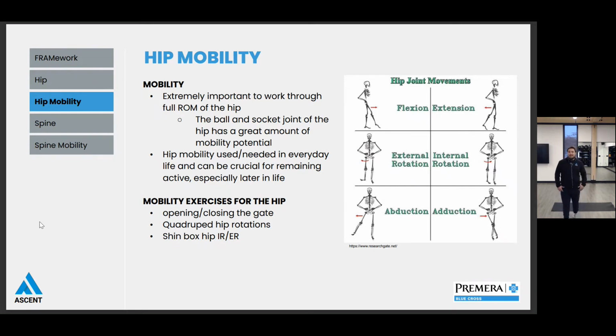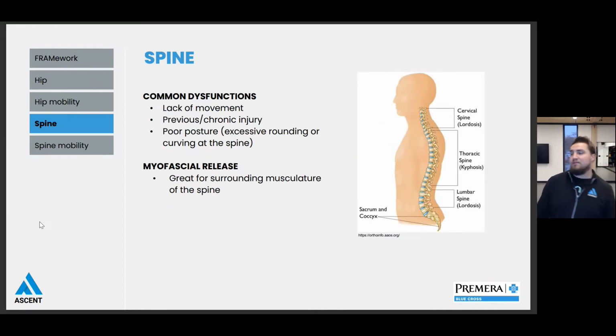We're using our hips a lot in everyday life, so we want to make sure that they can move properly. Having that quality of life, really just by having mobility through our hips, can be monumental. So with that, we're going to be talking deeper about mobility exercises for the hip, but we'll be talking about that at the end after we get to the spine.